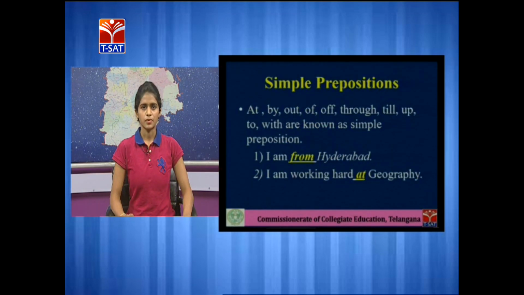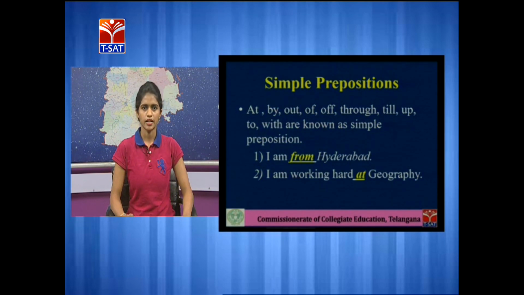So the first type of preposition is the simple preposition. In simple prepositions, we usually have one syllable, and examples can be at, by, out, of, through, till, up, to, with. And let's see a sentence. I am from Hyderabad, and here from is a preposition, a simple preposition. And in the next example, I am working hard at geography. Here at is a one-syllable word and hence it is a simple preposition. So as discussed, simple prepositions usually have one syllable.